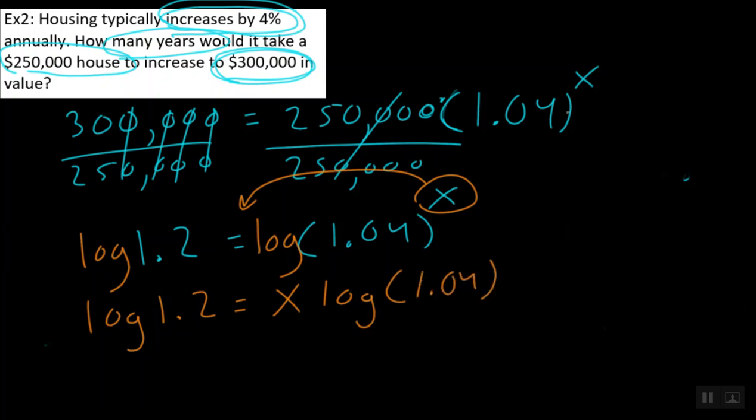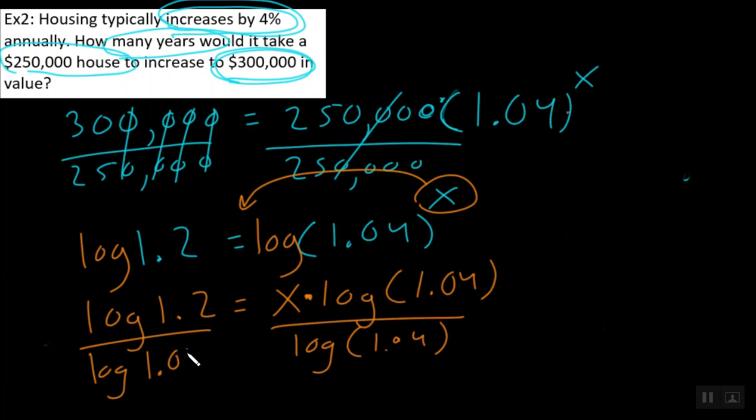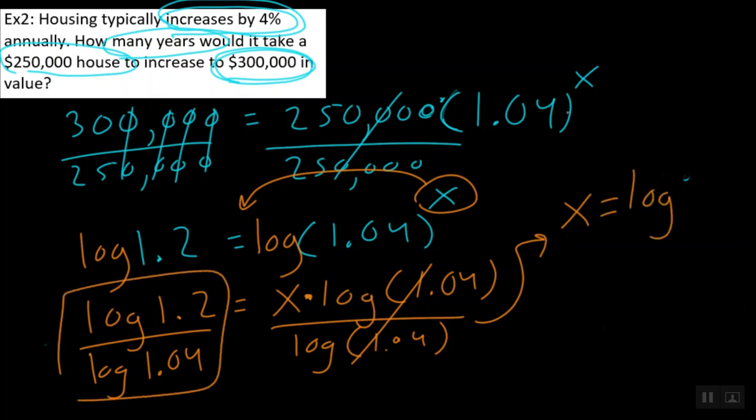Well, to get the x by itself, remember when two things are side by side, they're being multiplied. We can divide both sides by the log of 1.04. So let's divide this side by the log of 1.04. And when those cancel out, I'm left over with this. X is equal to the log. Remember, you can rewrite this where the log on bottom actually becomes the base. So log base 1.04 of 1.2.